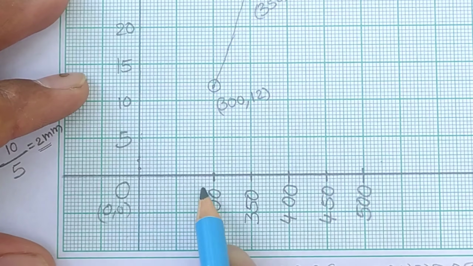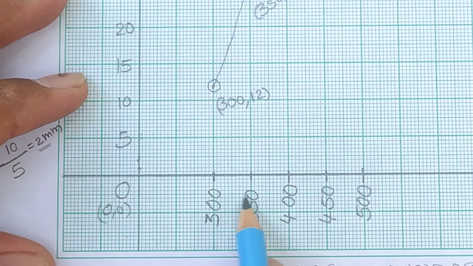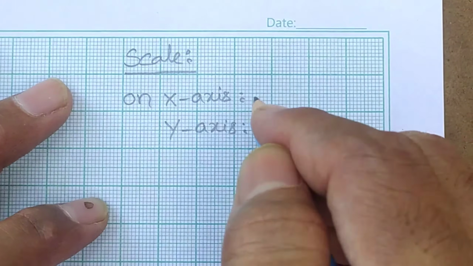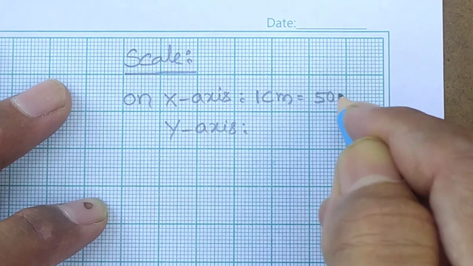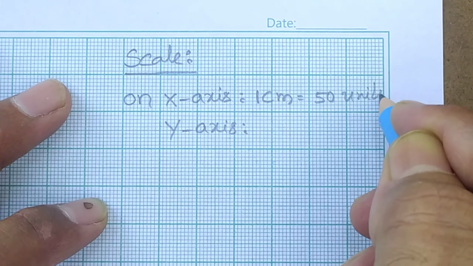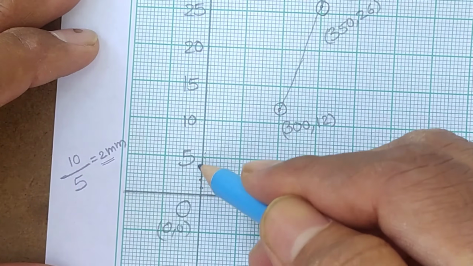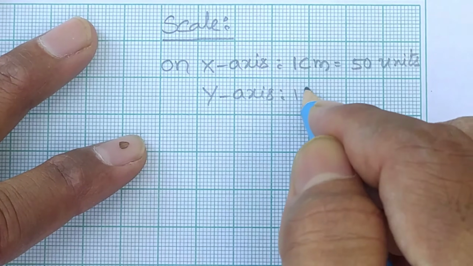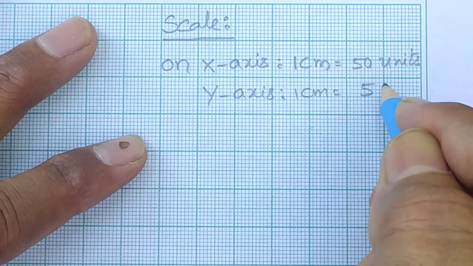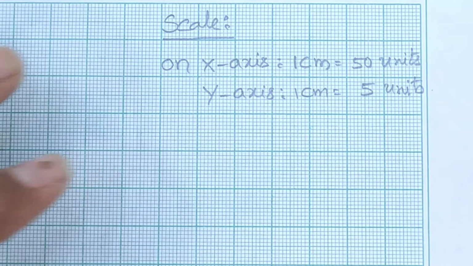So on the x-axis, 1 centimeter is divided as 50, so we can write 50 units. Here I am writing 1 cm means 1 centimeter is taken as 50 units. And on the y-axis you see 1 cm is taken as 5 units. So 1 centimeter is 5 units. So this is called the scale.